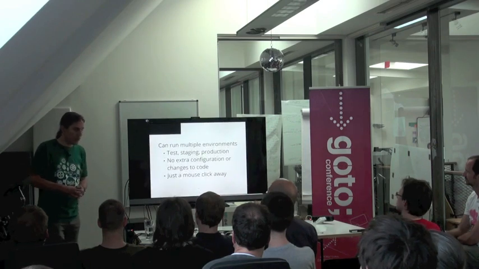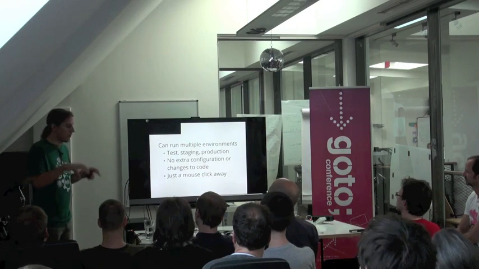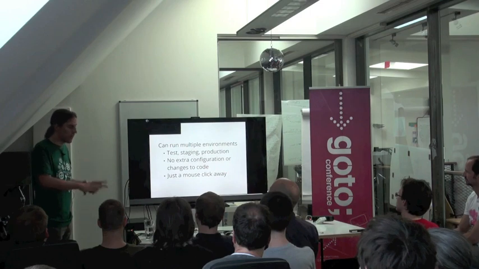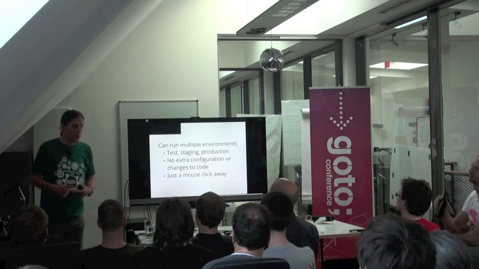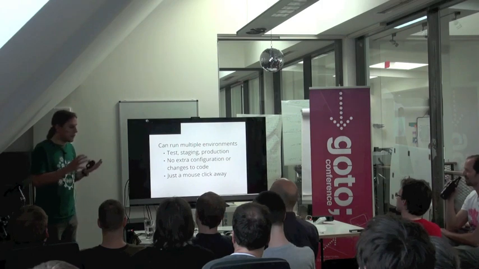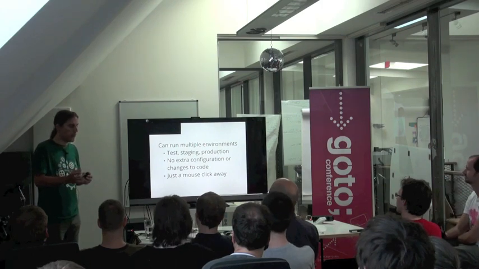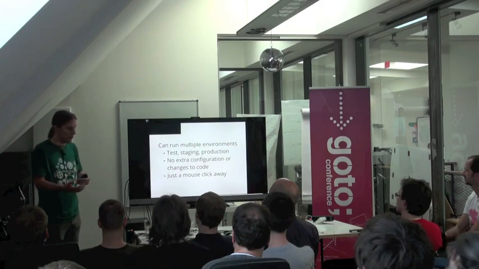You can easily run quite a few environments. This is something in traditional software development that is hard. You need to do it. You need to have a test environment, you need to have a staging environment, you need to have a production environment, and you need to somehow make the code aware of these different environments. So you need to have a configuration that says, well, use this database or that database, depending on whether you're in staging or in production.